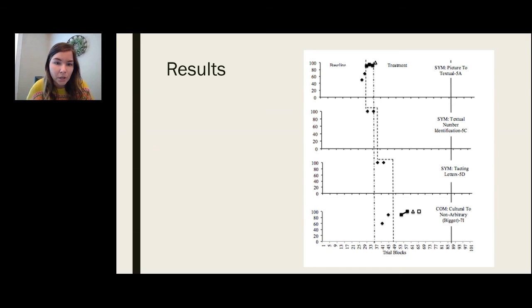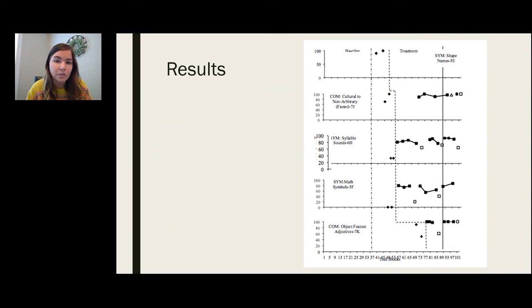This graph shows programs 5 through 8 that were implemented for Abby. She mastered 2 symmetry programs at baseline, and then symmetry 5A. Her baseline scores were between 50 and 60%, but once we kicked in treatment, her scores greatly increased, and this was the program that we taught her to match pictures to textual words.